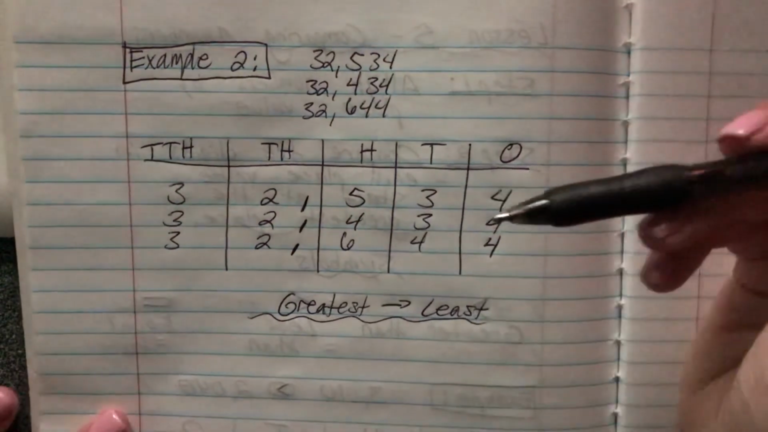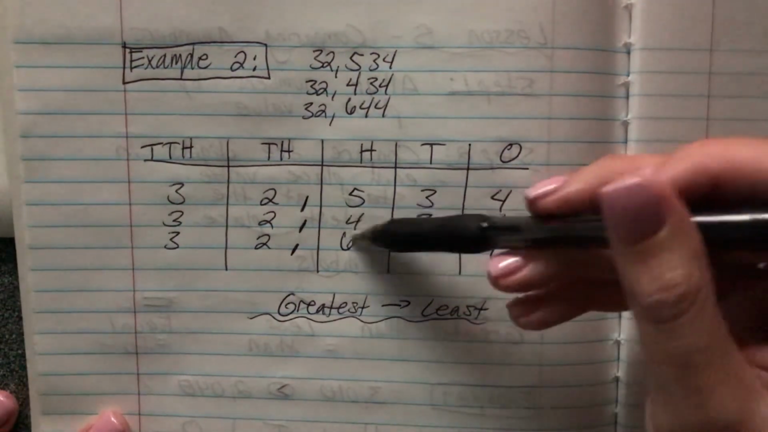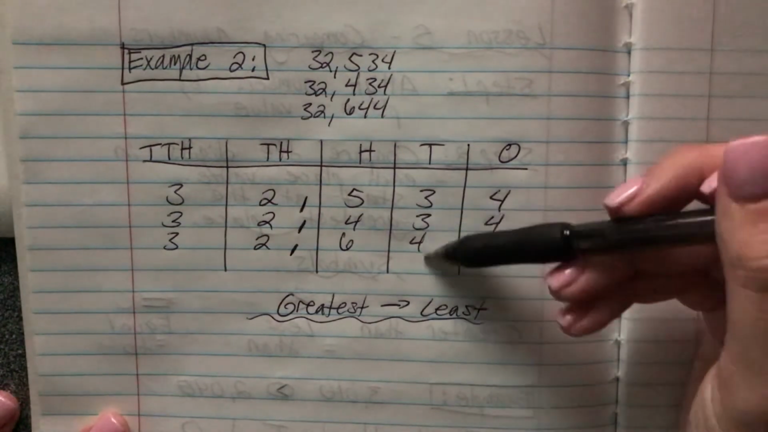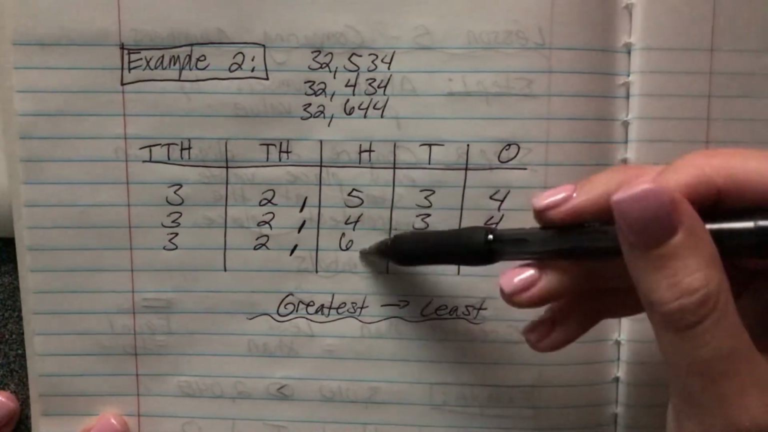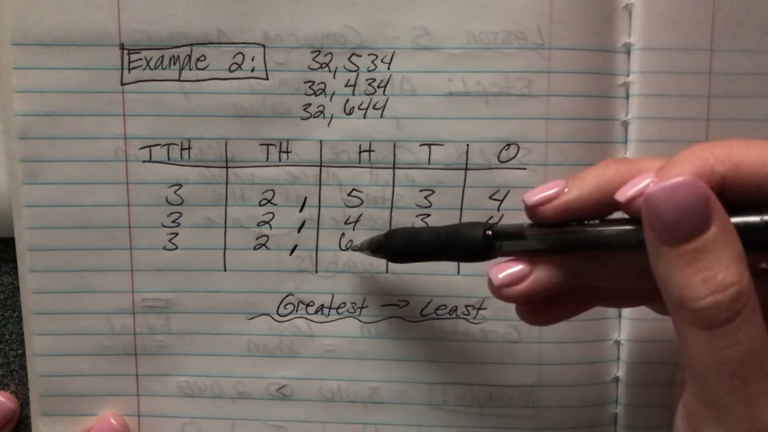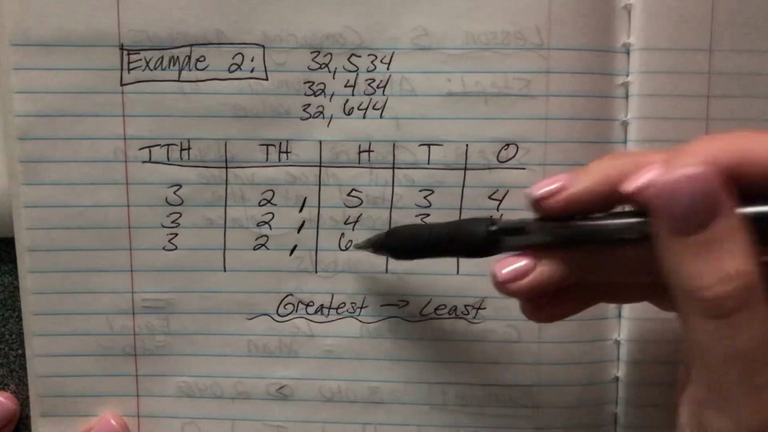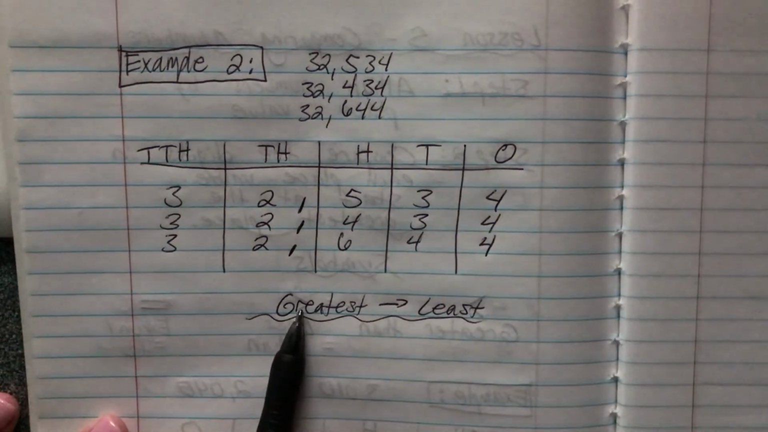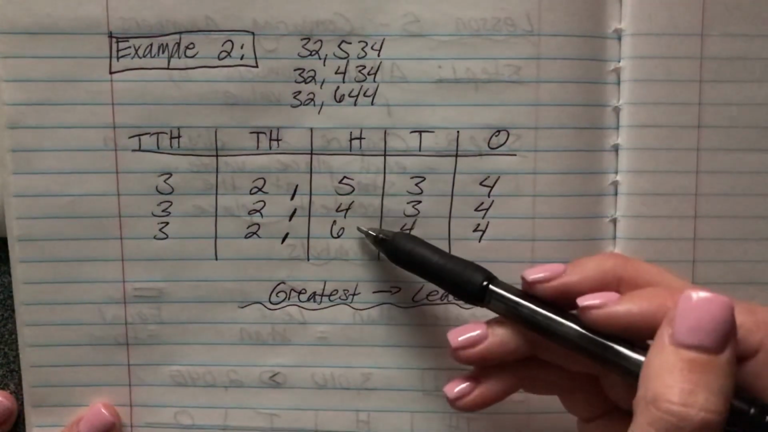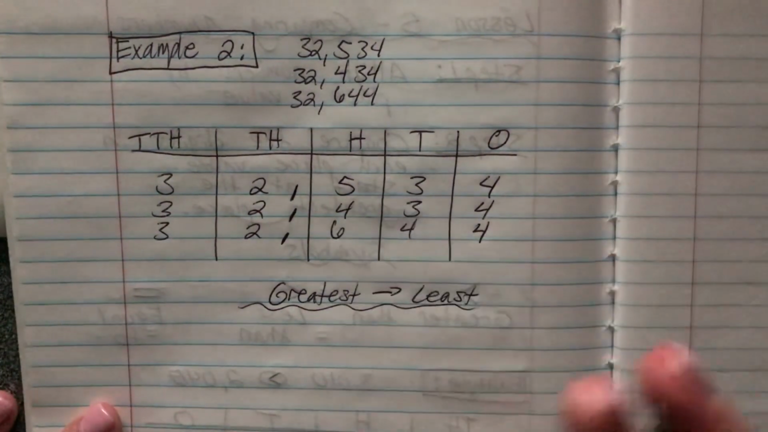Now, let's say, for instance, that this digit, this 4, had been a 6. We then would have had to go to the tens place to compare the 4 and the 3. But again, since all of these are different, we can just stop right here at the hundreds place to figure out which number is the greatest and which one's the least. So starting with greatest number, we are going to look for the number that has the biggest value. So between 5, 4, and 6, that's going to be our 6.